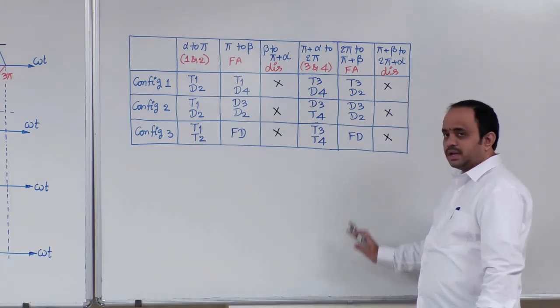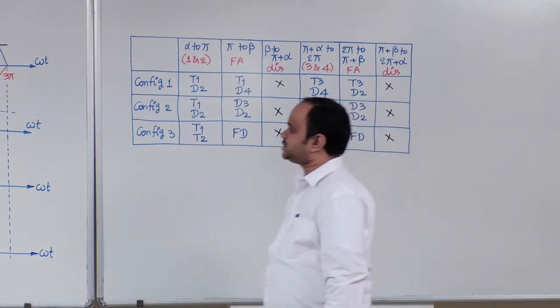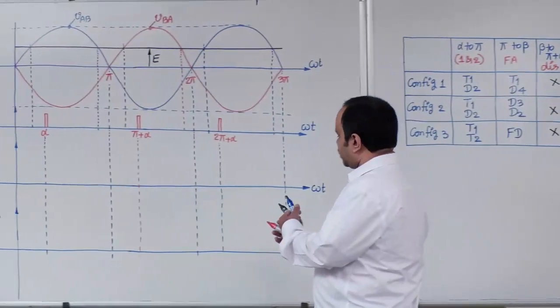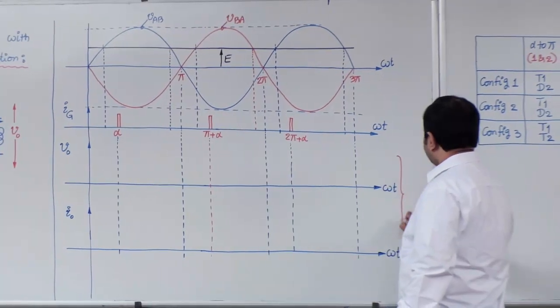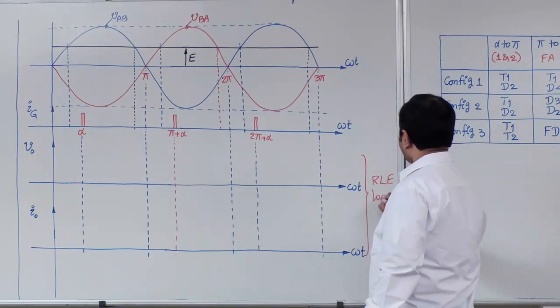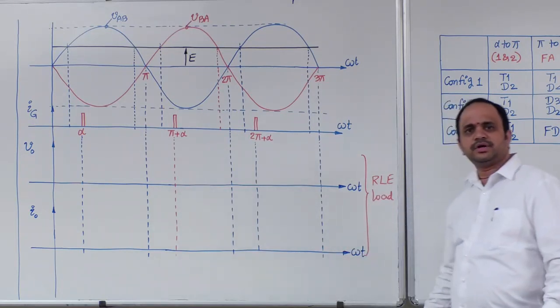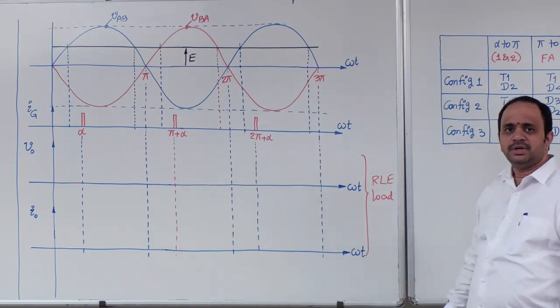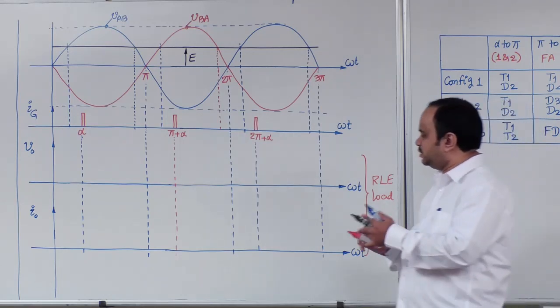Okay, now by using this, let us draw V0 and I0 waveforms first by taking load components are RLE load. Load components are RLE load. So what is the basic idea for RLE load?